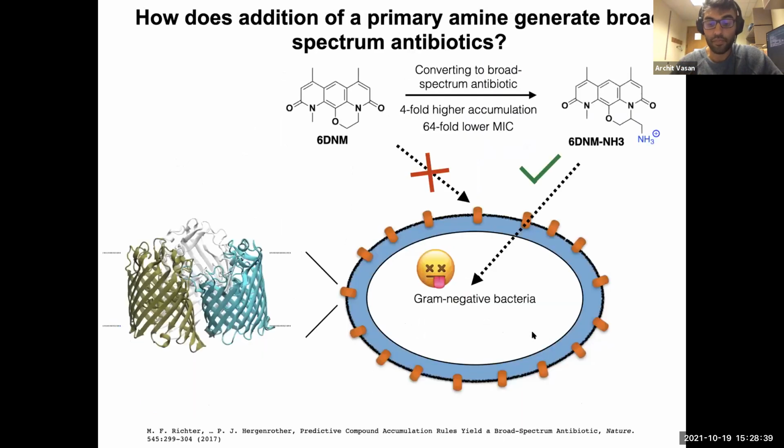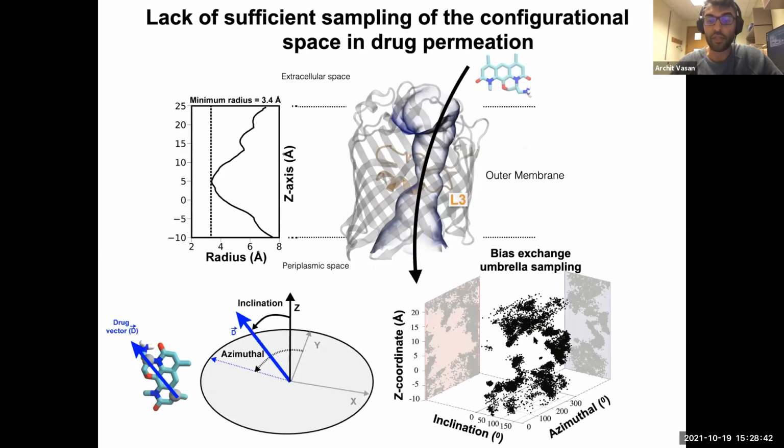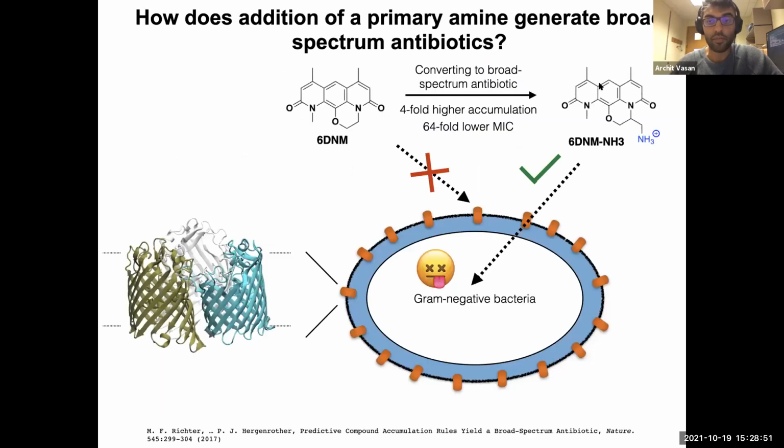And this can actually have some very disastrous consequences if you want to study any relevant properties of these systems. So for example, our collaborator, Professor Hergenrother, who is also at Illinois, had shown that if you append an NH3 group to this molecule right here, this causes these molecules to be very permeable to the gram-negative bacteria, and causes a much more significant killing of these bacteria, as can be shown with a minimal inhibitory concentration.